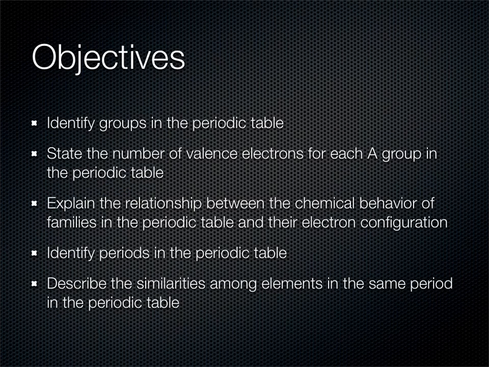All right, here are the objectives. First of all, in this lesson, section 8.2, we want to be able to identify the groups that are on the periodic table and talk about valence electrons for each one of those. And then talk about the relationship between behavior of the families and their configurations. And then we're going to get into periods, and last, similarities among elements in the same period in the periodic table.